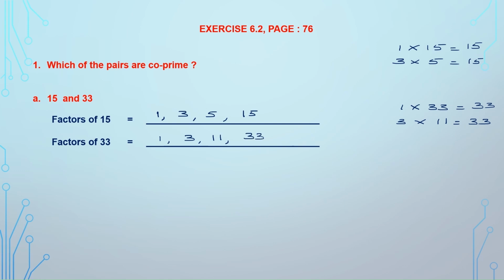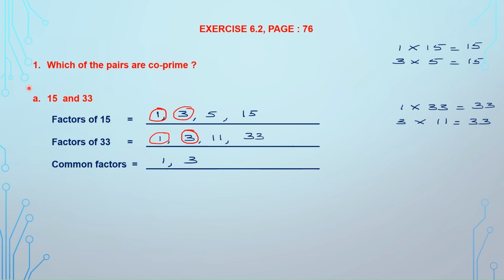So what is the first thing we did? We found the factors of 15. Then we found the factors of 33. Now we're going to find the common factors. So here there is 1 and 3 that are common to both. So let's circle that. So 1 is common. We have 1 for both and we have 3 also. So the common factors are 1 and 3.